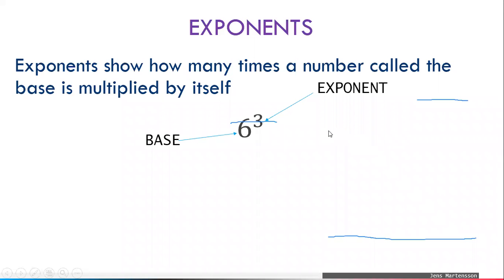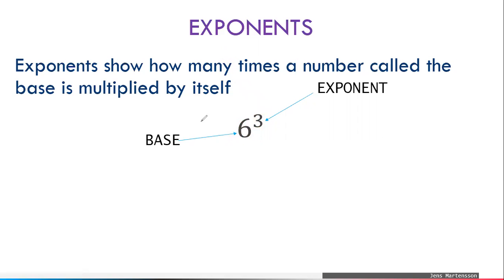If you look at what exponents are, because we shall be using exponents somewhere. Basically, exponents are used to show the number of times a number, which we always call the base, is multiplied by itself. So for example, if we look at a number like 6 here, we've given it a power of 3. So 6 is what we call the base, and this 3 here is what we call the exponent.